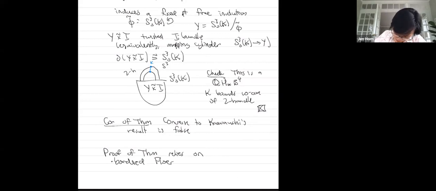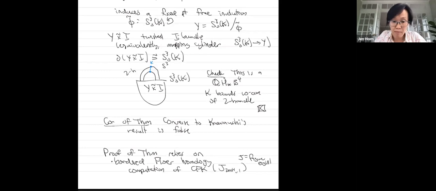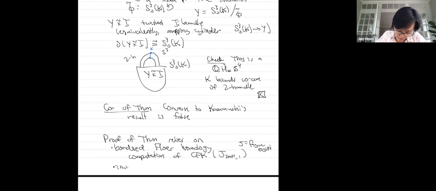So the proof relies on Heegaard Floer homology. We use Heegaard Floer to do this computation of the knot Floer complex of these odd cables of the figure 8. So throughout today, J is going to be the figure 8. Great. And then we use involutive Floer homology to show that these examples are infinite order.